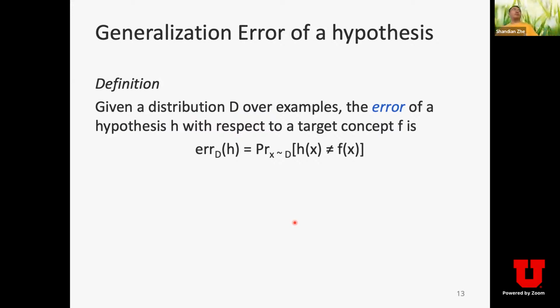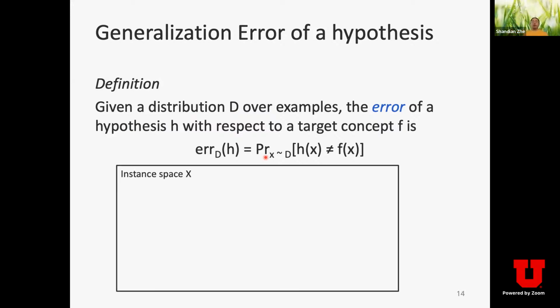X is sampled from distribution D. We usually use this kind of notation to denote an example generated by some distribution. Is everyone comfortable? Okay, great. So now I want to give a more intuitive illustration of this definition.